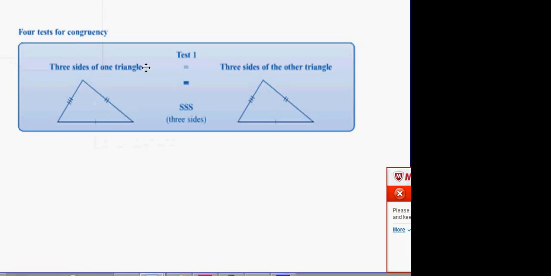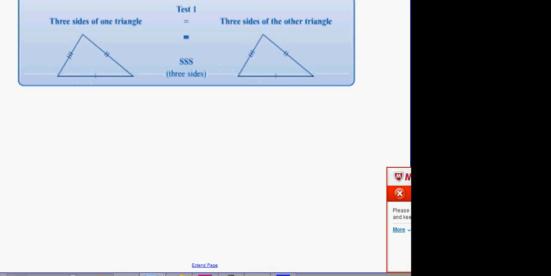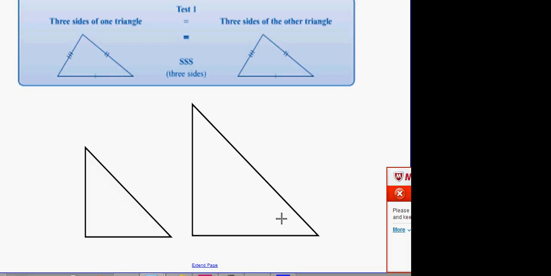So what happens here is to go for test for congruency. Now I'm going to draw two triangles at the start, okay? And the two triangles are the following, okay? So I'm going to just go for just a basic, just this triangle here, okay? There's one of them, and here's the other.